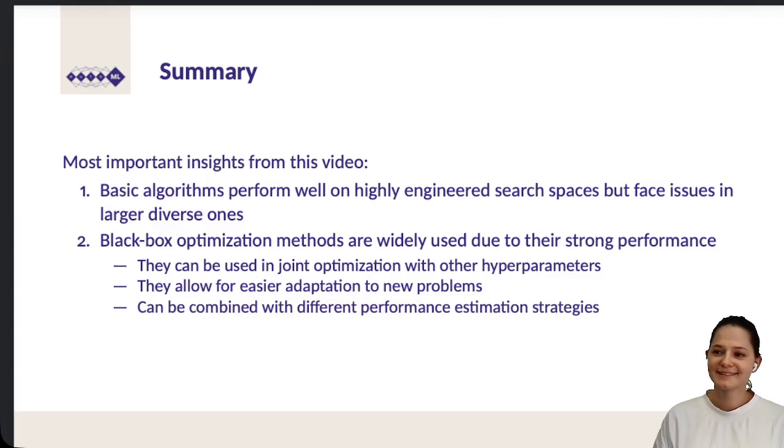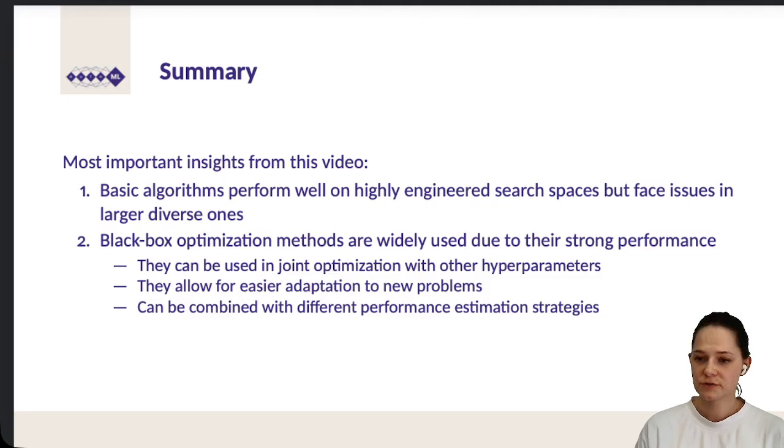In summary, the most important part of this video is that basic algorithms perform very well on highly engineered search spaces. So if we don't have a very large variety of different neural networks, random search and local search are very competitive, but they face issues as soon as we go to larger, diverse search spaces. Whereas black box optimizers are widely used due to their very strong performance. They can be used in combination with hyperparameter optimization and architecture optimization jointly. They allow for an easy adaptation to new problems. And the good part is that we can even make them more efficient by combining them with different performance estimation strategies to make them even more competitive and less expensive.